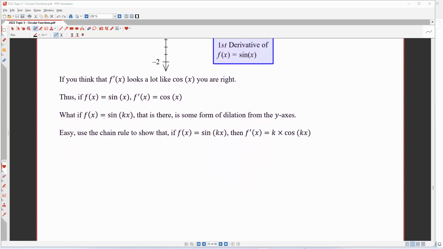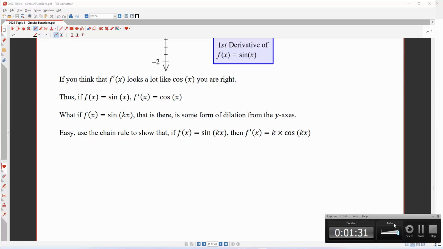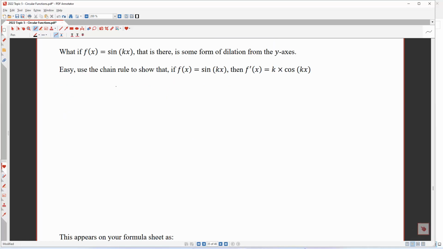What if f of x has some sort of dilation by a factor of 1 on k from the y-axis? Well, we'll use the chain rule to show that if f of x is this, then f dash x will be pulling the k out the front. Okay, and I'll show you how that works. Just had to unpause that and restart it. So let's try this out.